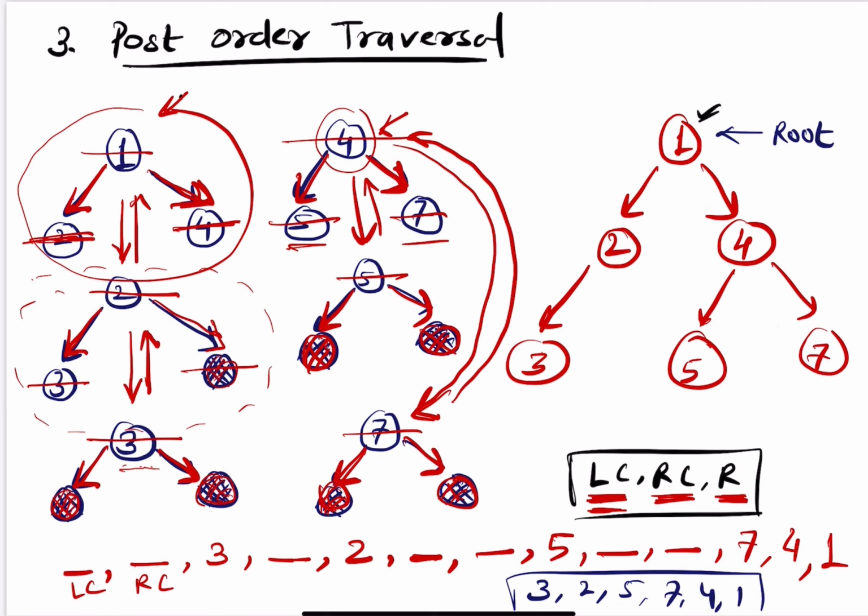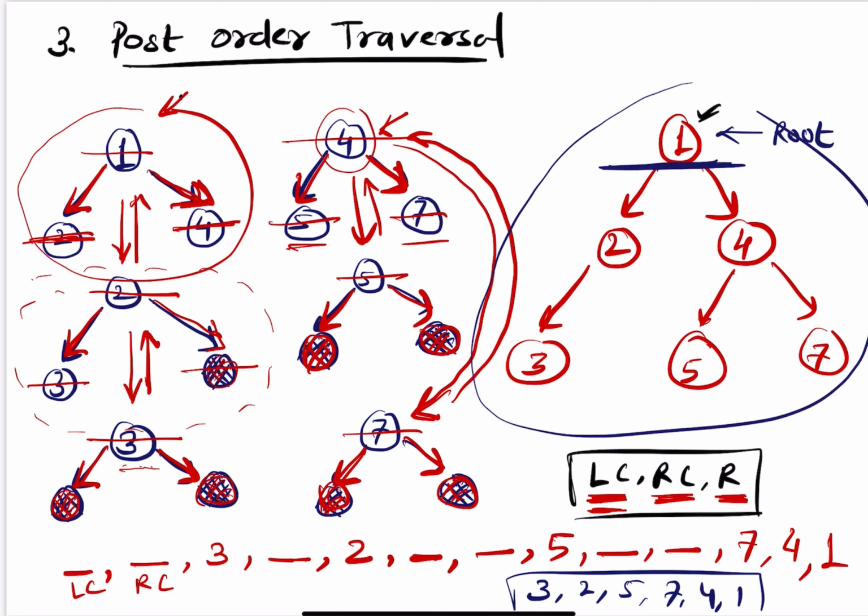So for post order, root should be on the last. So you can see for this whole tree, the root node, which is 1, is on the right most in the array. Similarly you can see the other subtrees as well. If we look into this subtree, which is 4 5 7, the 4 should be after 5 and 7. So you can see the 4 is after 5 and 7.